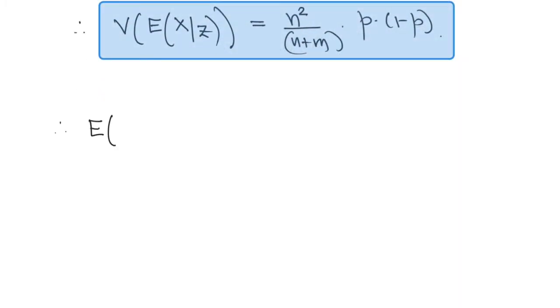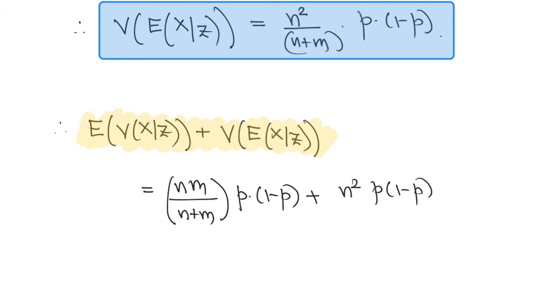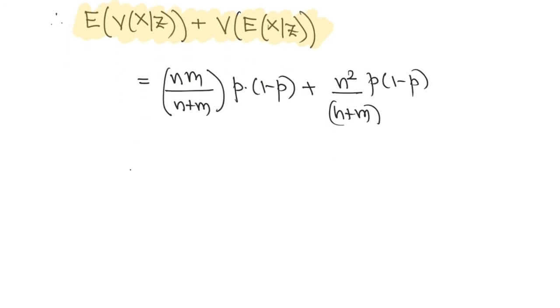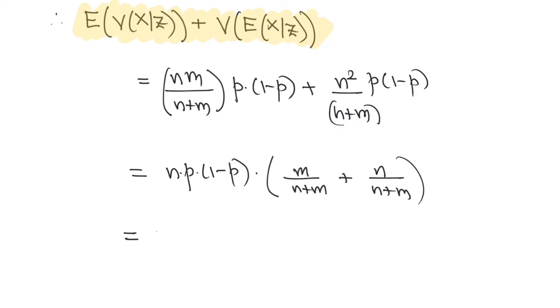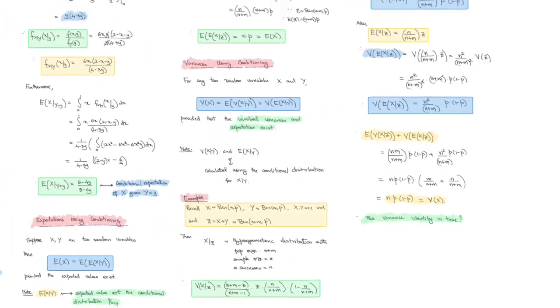Now putting all of our calculations together, we notice that the expected value of the variance of X given Z plus the variance of the expected value of X given Z ends up equaling the following sum, which simplifies to n times p times (1 minus p) times [m over (n plus m) plus n over (n plus m)]. And this simplifies to n times p times (1 minus p), which is exactly the variance of X. This proves the variance identity in this very specific context.